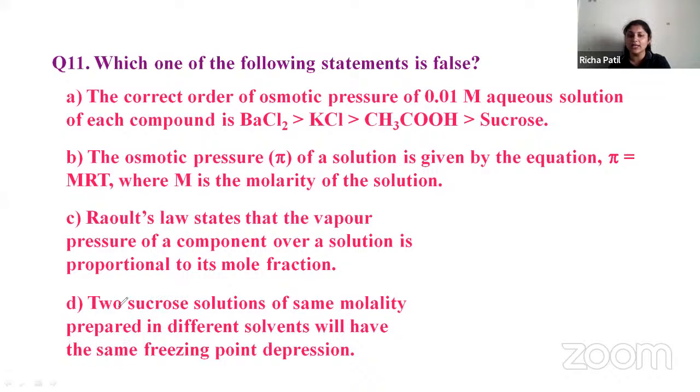Yes, D. Damini, yes, it is D. D is a false statement because different solvents have different values of Kf. Two sucrose solutions in different solvents will not have the same freezing point depression. Different solvents have different values of Kf, thus delta Tf will be different even if the molality is the same. So all the other three statements are right. The fourth one is a false statement.